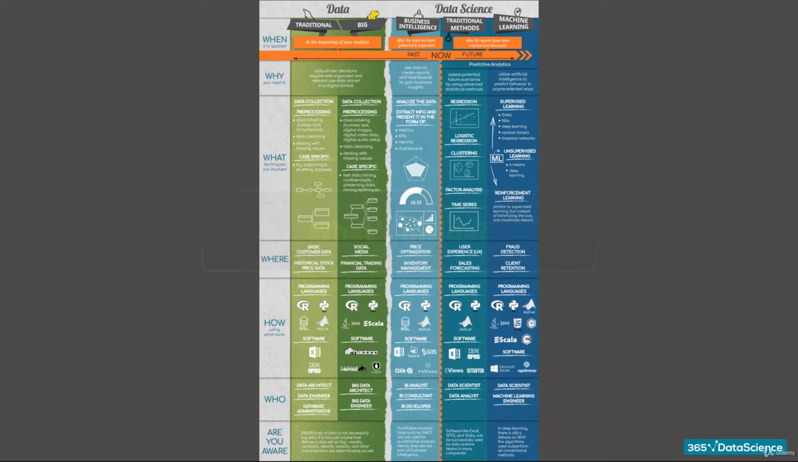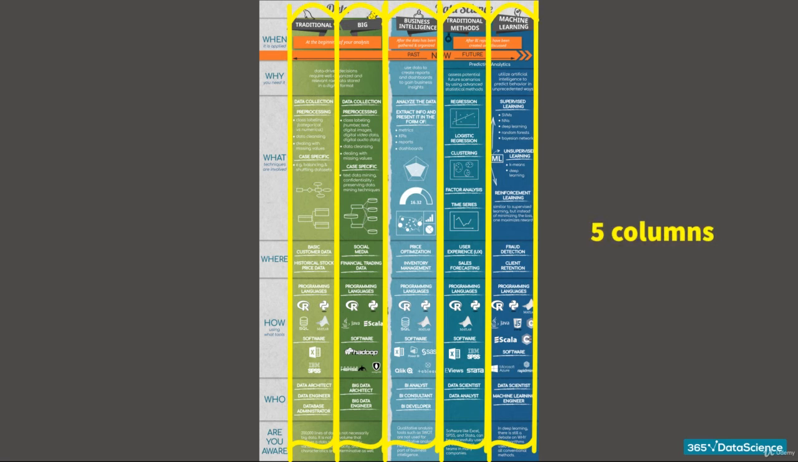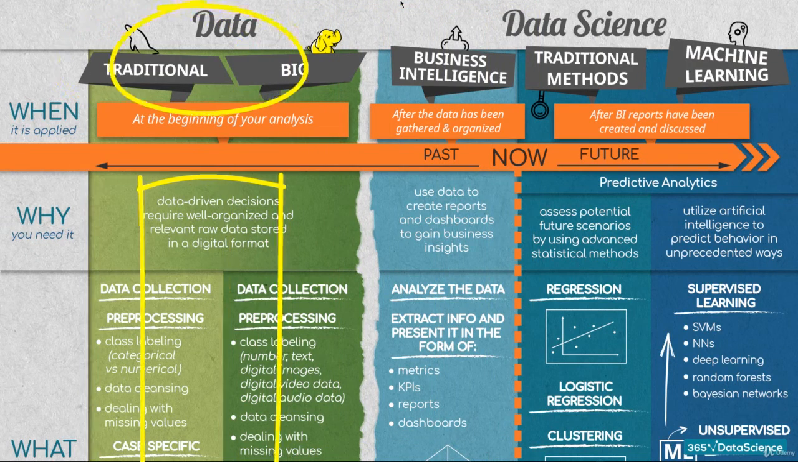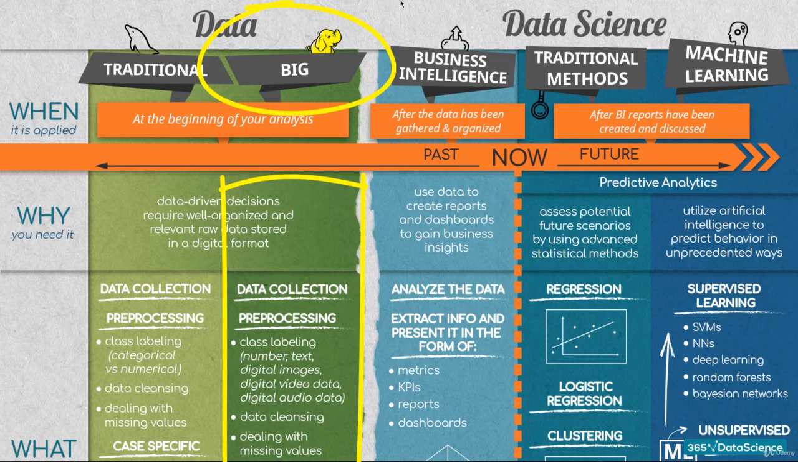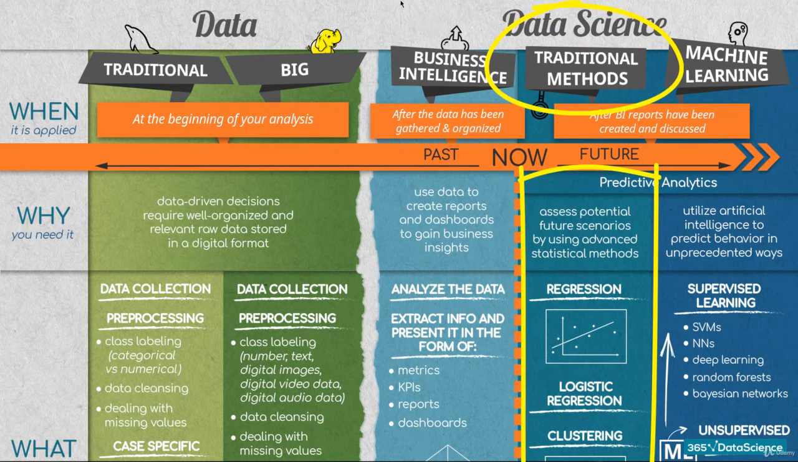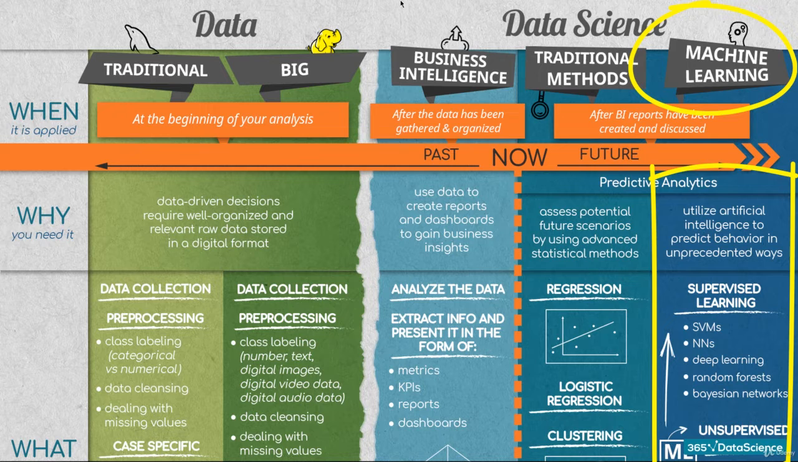Briefly, we have split the information into 5 columns, each detailing different stages of the process of solving a business task. Working with traditional data or big data. Doing business intelligence. Applying traditional data science techniques. And using unconventional machine learning techniques.